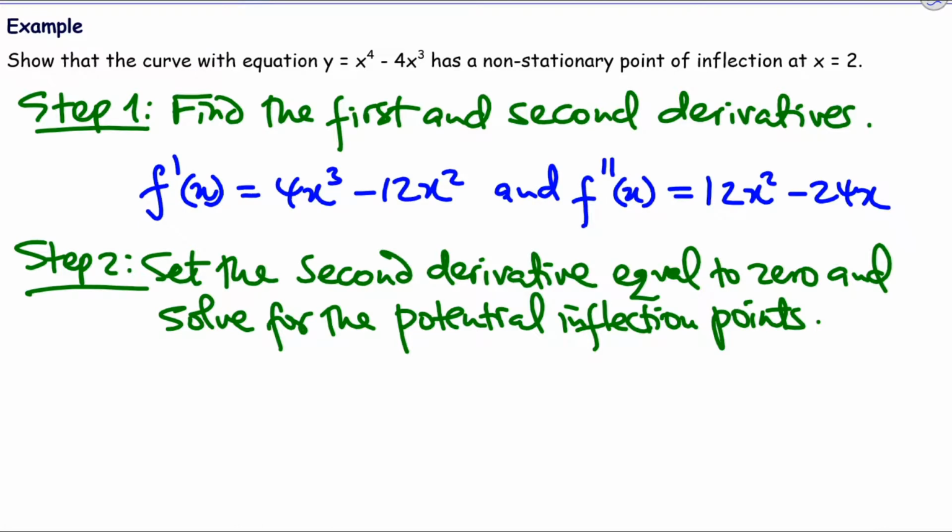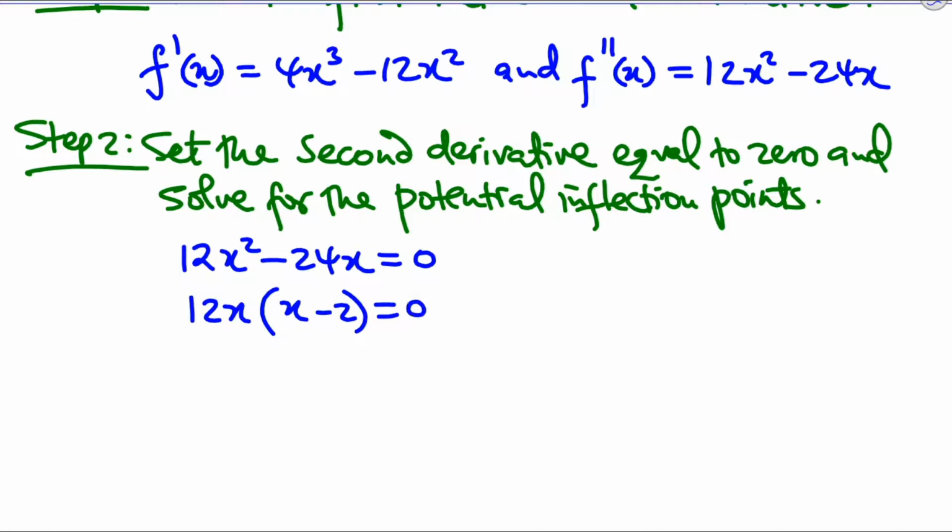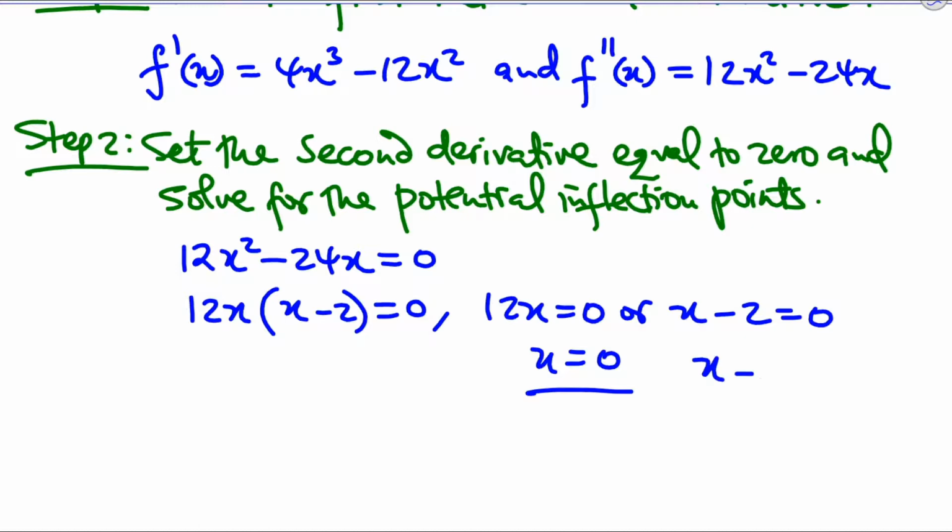So 12x squared minus 24x equals 0. We can factorize out 12x, so that will be 12x times (x minus 2) equals 0, which implies that either 12x equals 0 or x minus 2 equals 0. So either x equals 0 or x equals 2, which means we have two potential inflection points.